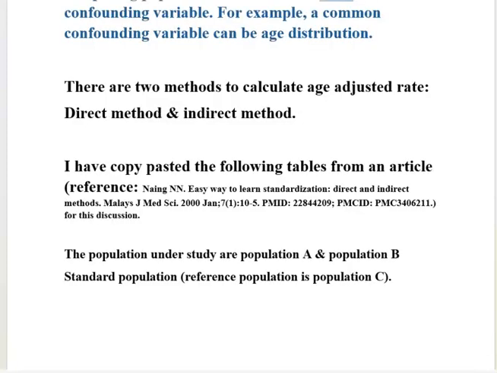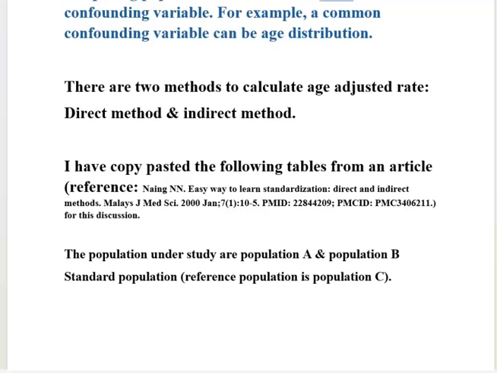There are two methods to calculate age-adjusted rate. These are the direct method and the indirect method. To discuss this topic today, I have copied and pasted the following tables from an article. The reference has been given here.